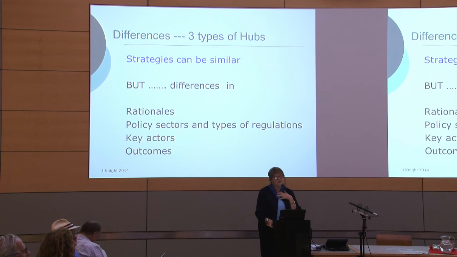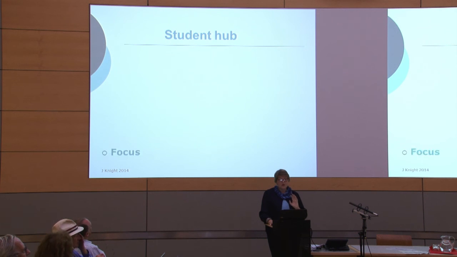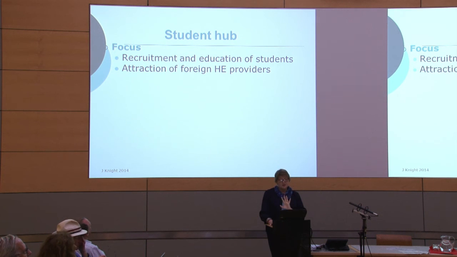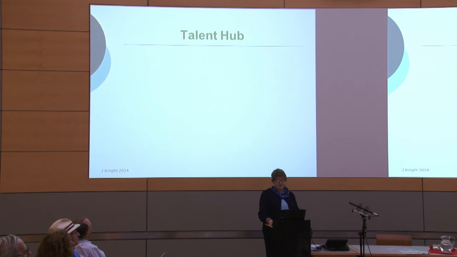Who are the key actors and what are the outcomes? Too early to really look at outcomes. So I won't go into the student hub very much. It's recruitment and education of students and the attraction of the foreign higher education providers. They're doing it for these reasons, and we'll get to policy sectors later.